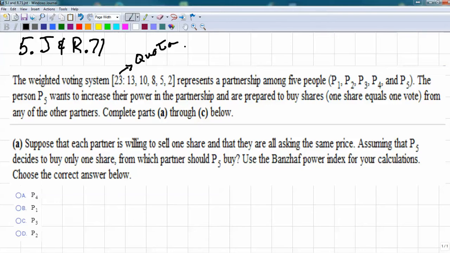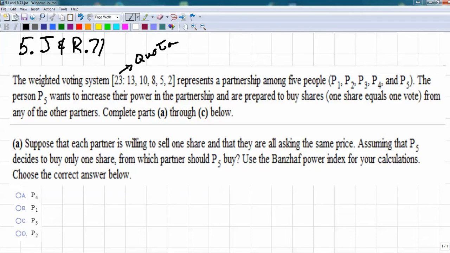Okay. So this represents a partnership among 5 people, P sub 1, P sub 2, P sub 3, P sub 4, and P sub 5. The person P sub 5 wants to increase their power in the partnership and is prepared to buy shares. Remember that 1 share equals 1 vote from any of the other partners. Complete parts A through C below. So we'll start with part A.